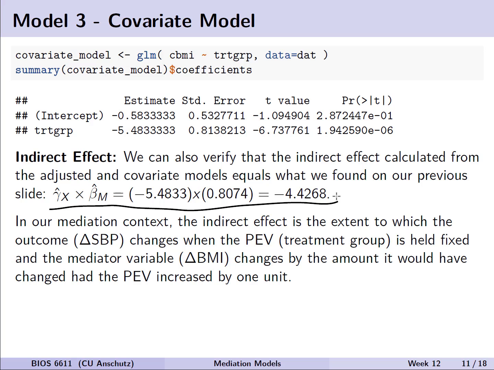In the context of mediation, then, this indirect effect would be the extent to which we believe the outcome, the change in systolic blood pressure, changes when the primary explanatory variable of treatment group is held fixed, and the mediator variable, the change in BMI, changes by the amount it would have changed had the primary explanatory variable increased by 1 unit, or in our case, changed from treatment to control or placebo group.